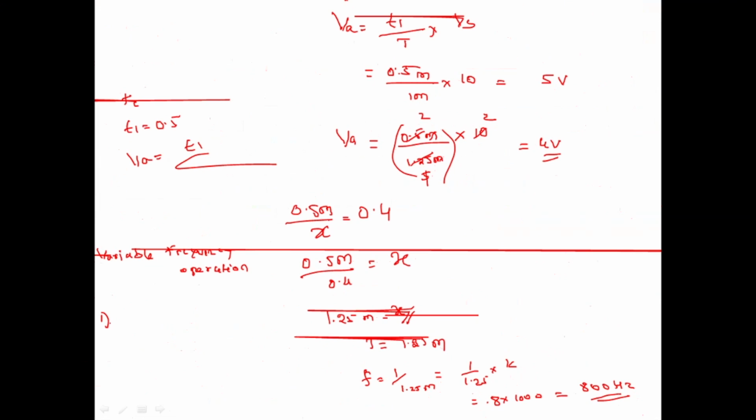One is constant frequency operation, another one is variable frequency operation. In the constant frequency operation, we change the on times and keep the frequency or period of the oscillation constant. In the variable frequency operation, we vary the frequency and keep the on times constant. Most generally used is constant frequency operation.